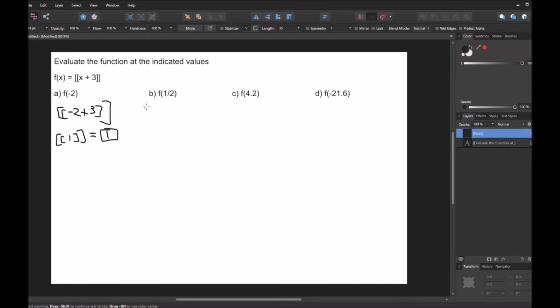Then for 1/2, we're going to have 1/2 plus 3, which I'm going to rewrite as 1/2 plus 6 halves. So then that's going to give us 7 halves. And this was actually part D of the last problem. And we solved this one, we said it was 3, so it's going to be 3 again. Let me write that a little bit better. Then we have 4.2, so that's going to be 4.2 plus 3.